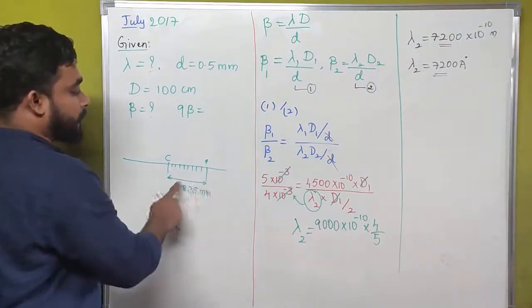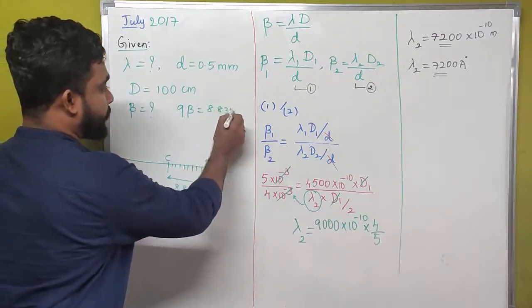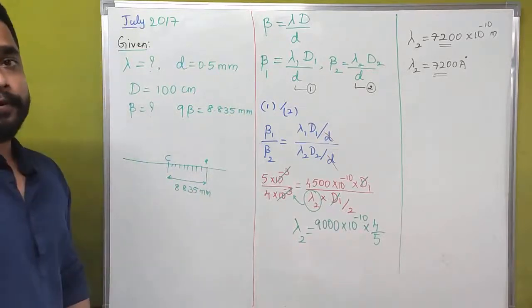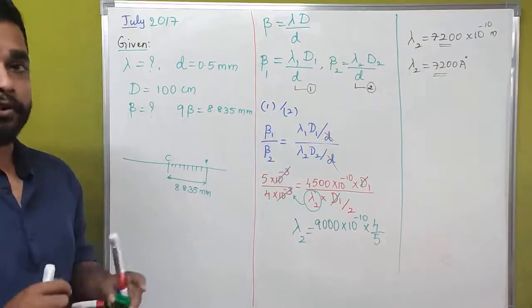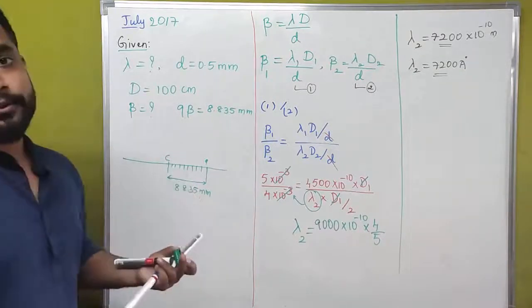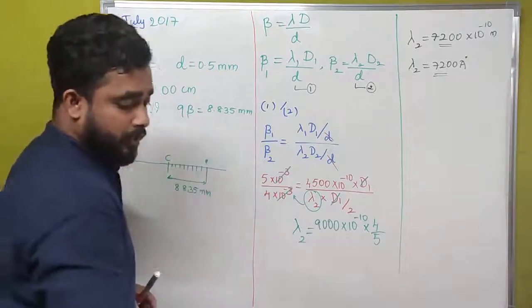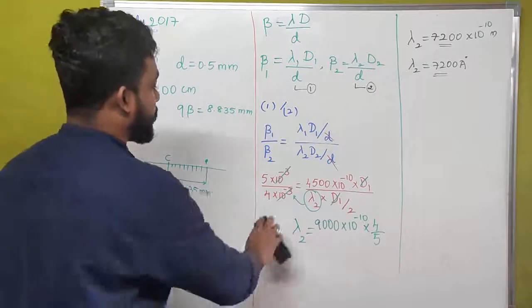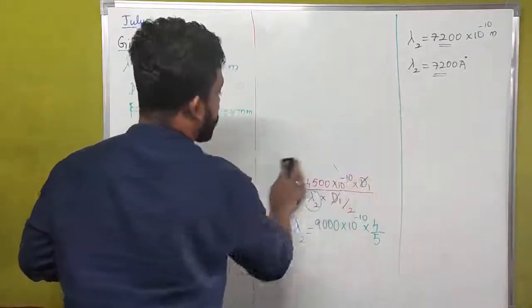The value of 9 bright fringes is 8.835 millimeter. In case of an interference pattern, the width of a bright fringe is equal to the width of a dark fringe. We know that. That's why we can consider any fringes. The width of 9 fringes is equal to 8.835 millimeter. Now, what we have to calculate is the wavelength of the wave.